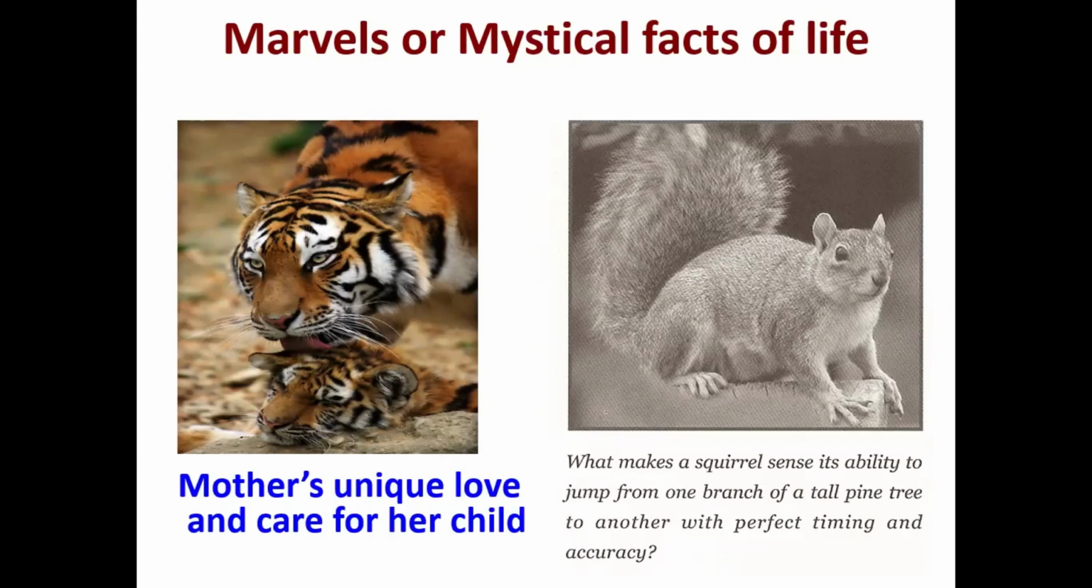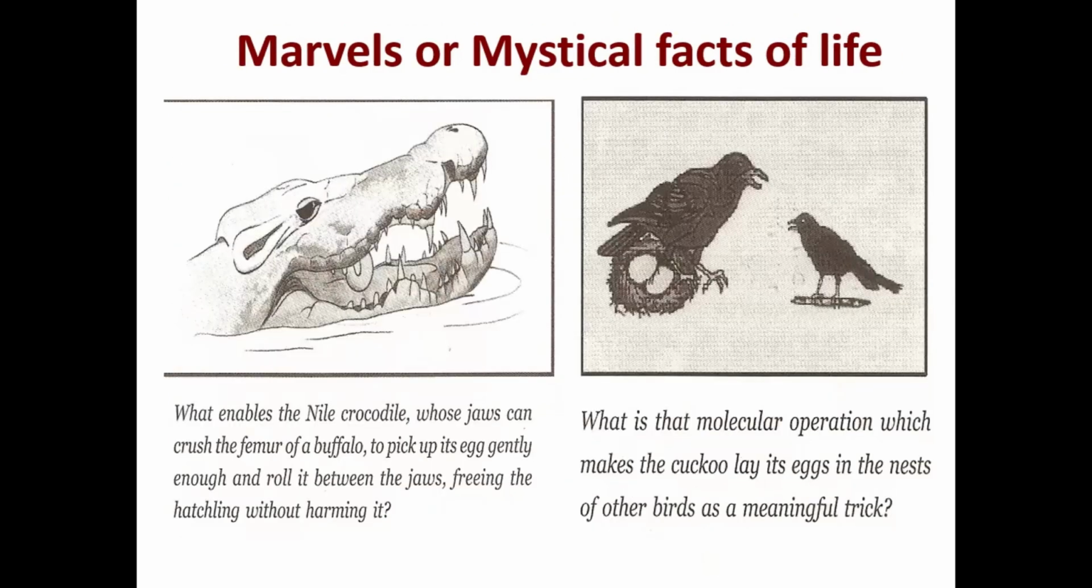We can't. Likewise, what makes a squirrel sense its ability to jump from one branch of a tall pine tree to another with perfect timing and accuracy? And what enables the Nile crocodile, whose jaws can crush the femur of a buffalo, to pick up its egg gently enough and roll it between the jaws, freeing the hatchling without harming it? What's the molecular mechanism for this? If science can explain all things, it should explain this kind of mystical facts also. And what is that molecular operation which makes the cuckoo lay its eggs in the nests of other birds as a meaningful trick? These things science cannot explain completely.